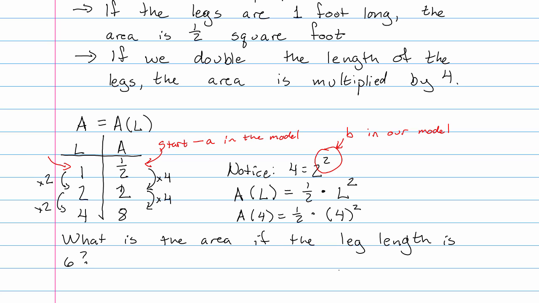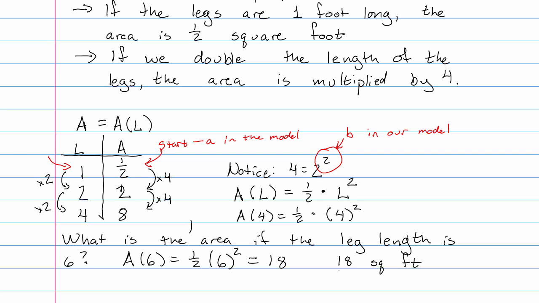what will the area be if the leg length is 6? That's not going to show up in our table, right? Because the next leg length that shows up is 4 times 2 equals 8. But A of 6 is 1/2 times 6 squared. 6 squared is 36, times 1/2 is 18. So 18 square feet will be the area if the leg length is 6.